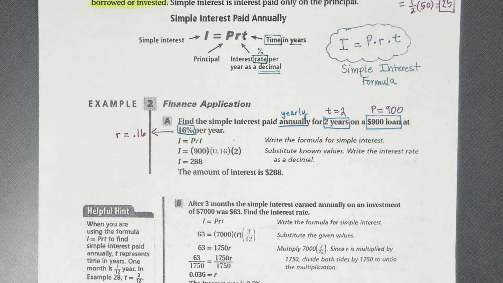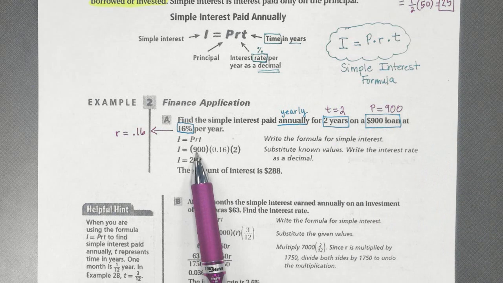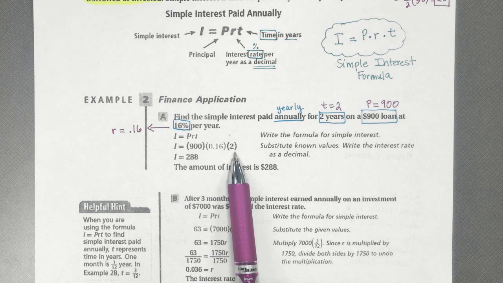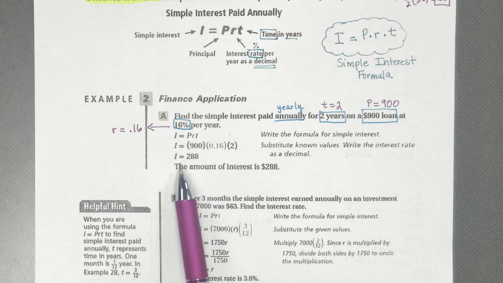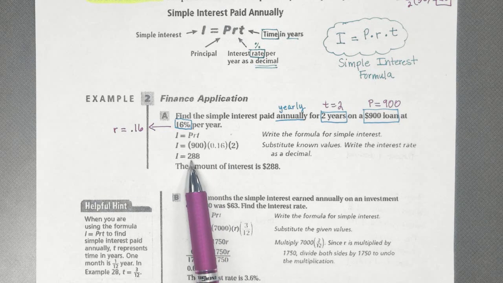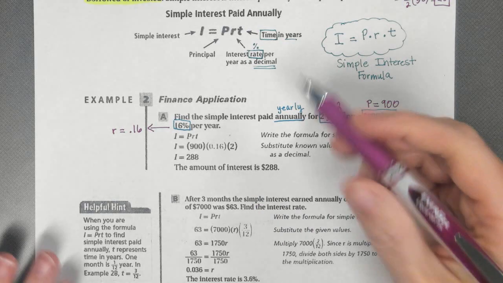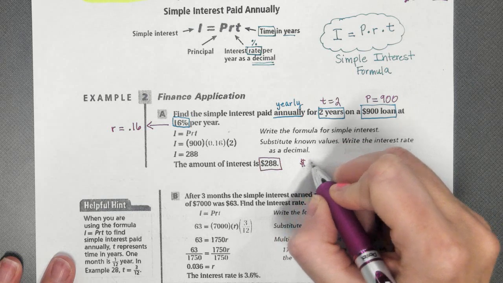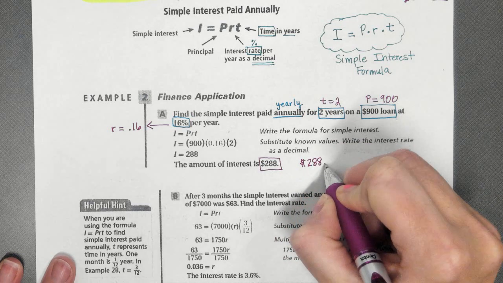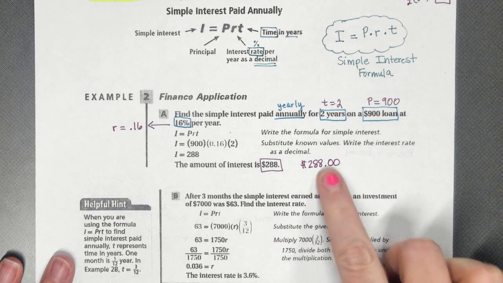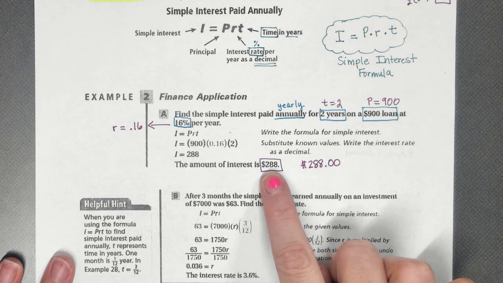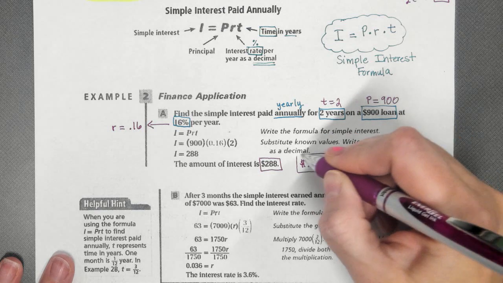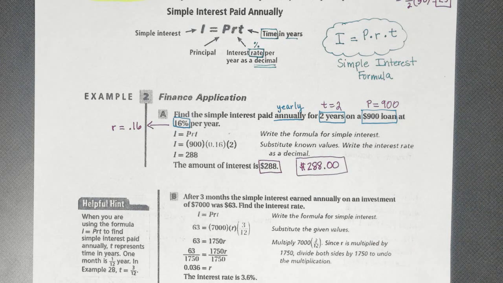Okay, so like I said, for this one, they did the plug-in for you. So it's 900 times 0.16 times 2. And then once you get your answer, you're going to write it with your dollar symbol. Okay, so you can write 288, or we talked about yesterday, when you have money, the 2 decimal places. If it's just a nice number like that, you can either write it as 288 or 288.00. Okay, either one is fine.